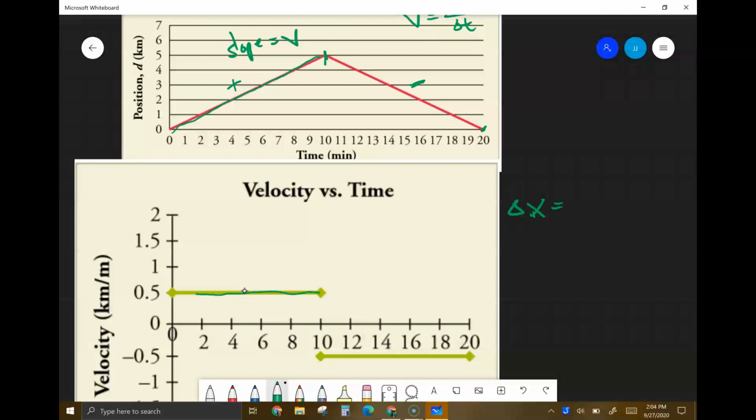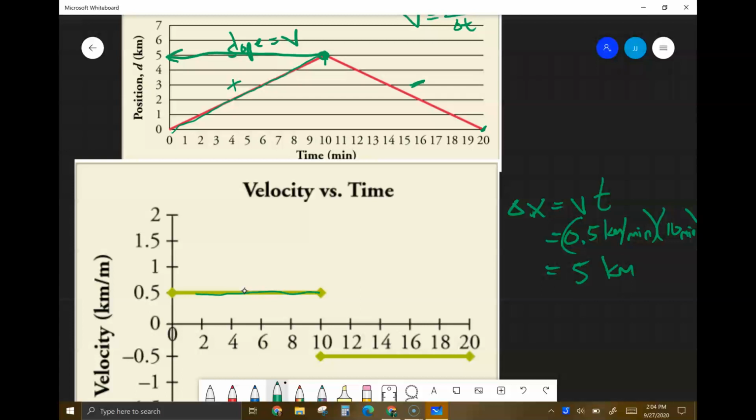change in position, velocity times time, right? So we did 1/2 of a kilometer per minute times, what did we say, 10 minutes? So it says we get 5 kilometers. And not a shocker, the graph already told us that, 5 kilometers, right?